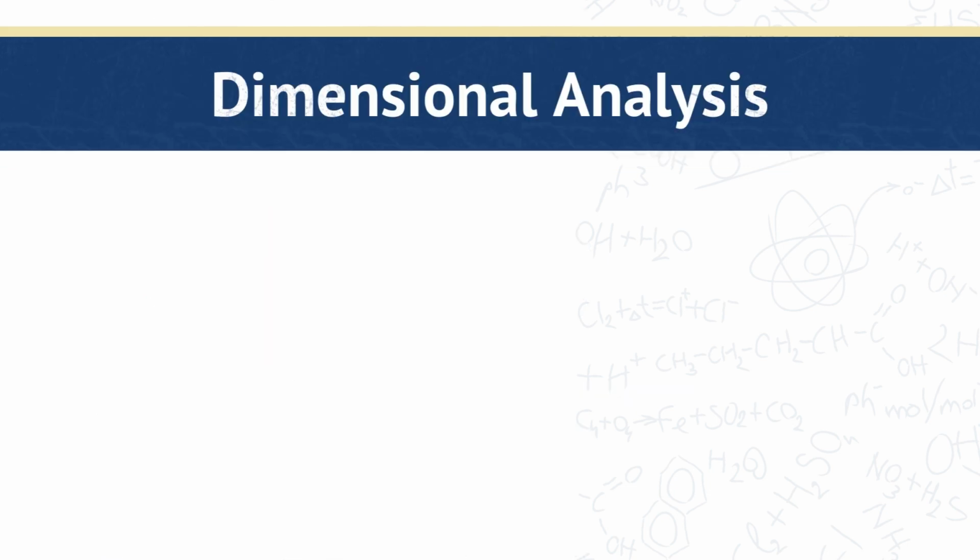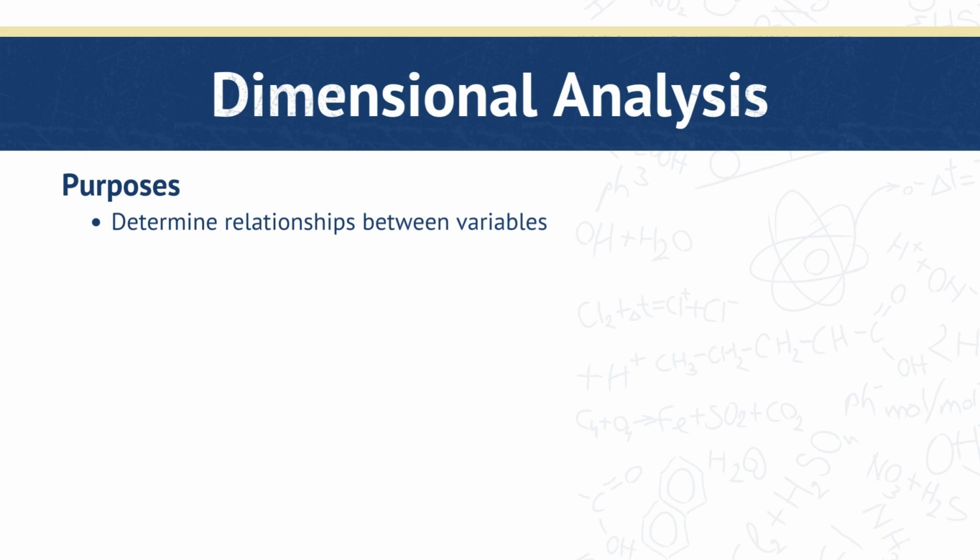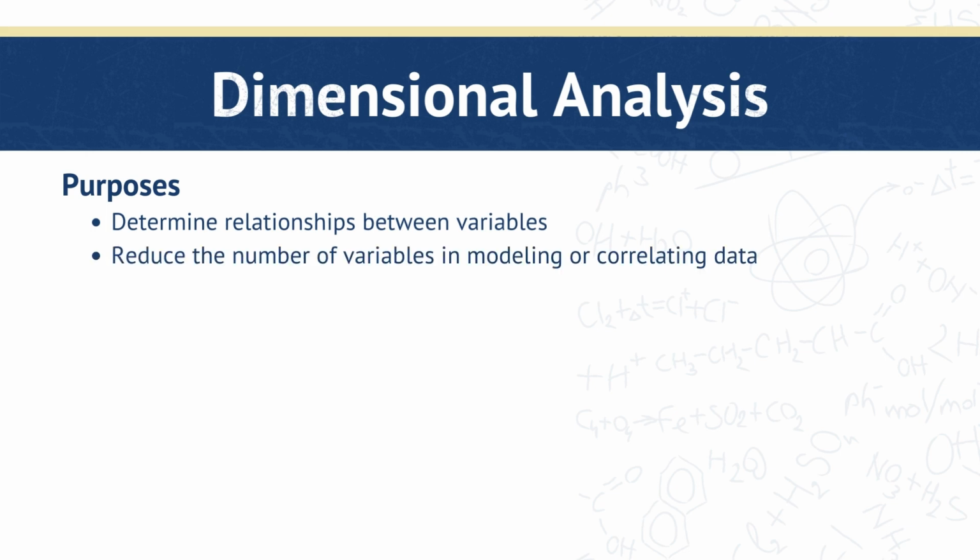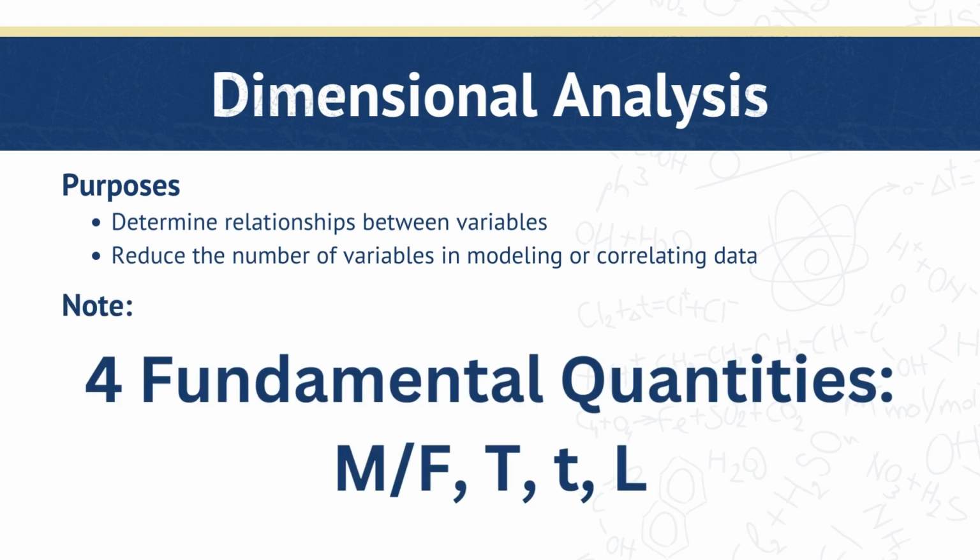Dimensional analysis is often used in engineering to determine the relationships between process variables, be it pressure, temperature, or characteristic length. It is also used to reduce the number of variables needed to create a mathematical model based on experimental data. Before everything else, we need to know that four fundamental quantities exist for dimensional analysis.